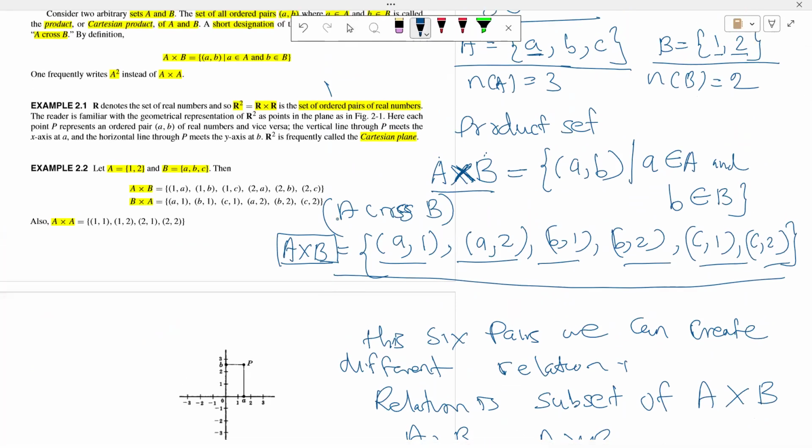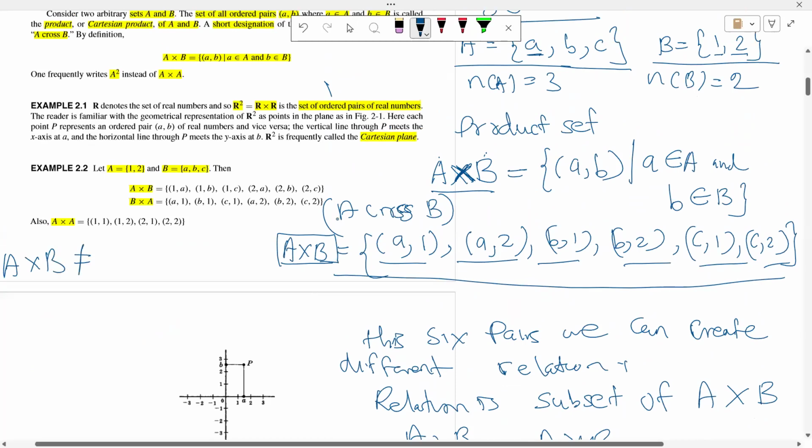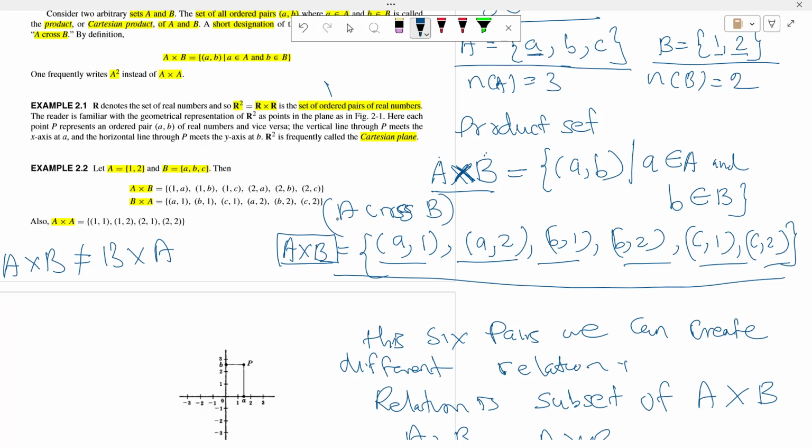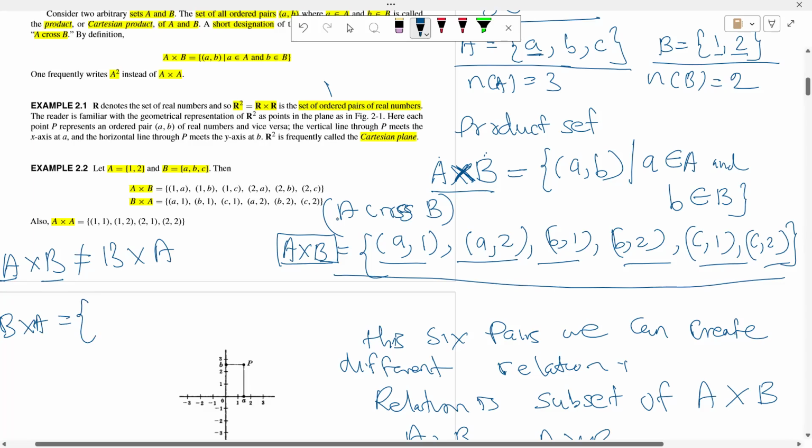Also, the important thing: A cross B is totally different from B cross A. A cross B and B cross A are two different things. Why? In A cross B, the order of the elements is mandatory. So in A cross B, you take the first element from A and the second element from B. But for B cross A, you need to take the first element from B and the second element from A.